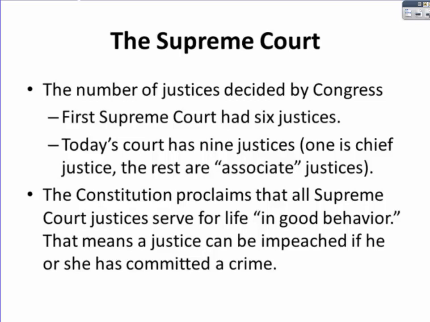Now, one thing I'd like to point out is that the change made between 1789 and today should be noticeable: you go from an even number to an odd number. The reason they did that is so that there would never again be tie votes on the Supreme Court. The Constitution proclaims that all Supreme Court justices serve for life in good behavior. That means a justice can be impeached, just like the president can. Any public official can be impeached.